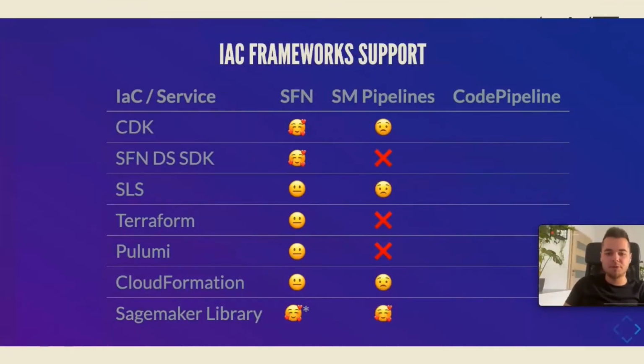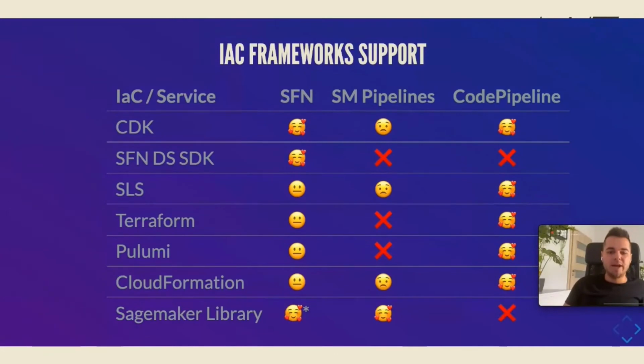SageMaker pipelines, being a tool for a data scientist, is only supported in a data scientist focused library, namely SageMaker SDK. The rest is atrocity and you should never deploy them that way, at least not manually. And CodePipeline, being a tool for DevOps, is supported in typical DevOps tools.